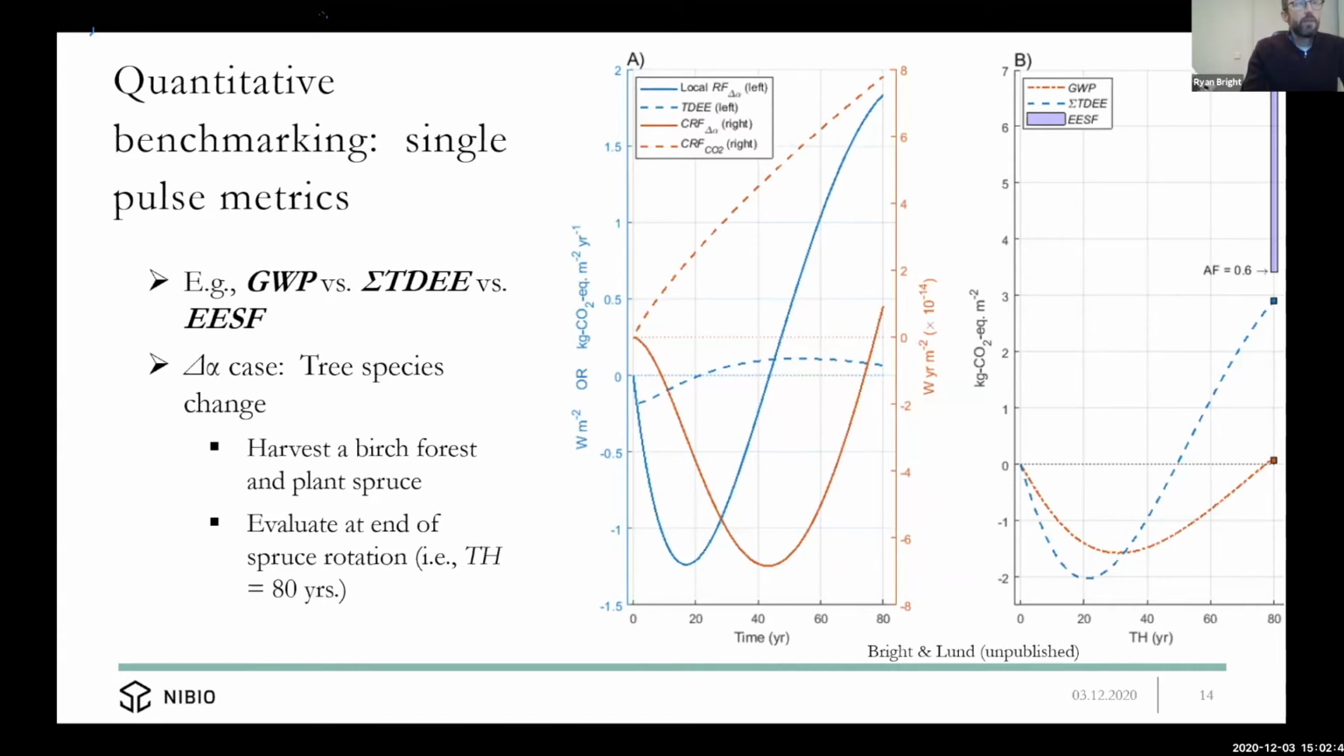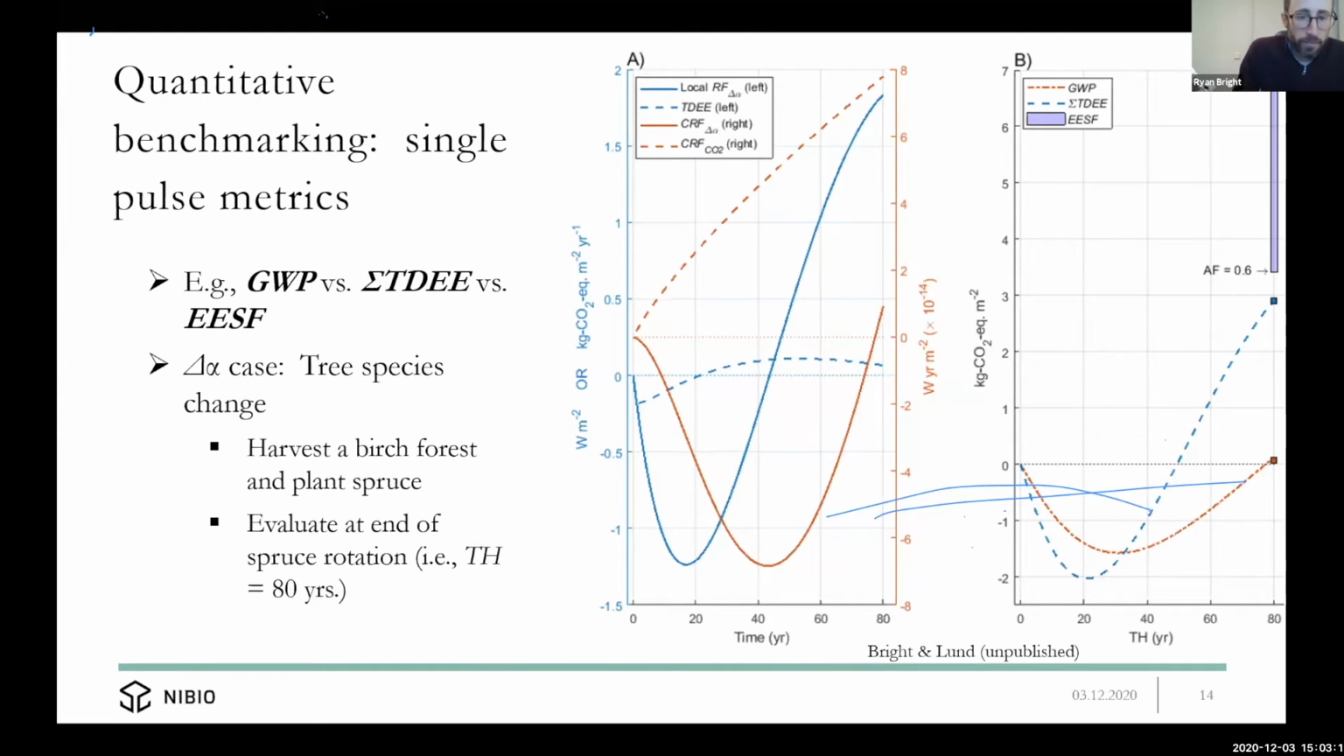So I want to first describe the background for this figure. It's a tree species change case. The albedo difference change is based on a tree species change where birch forest is harvested at time step 0, and then we want to evaluate at the end of the spruce rotation, with a metric time horizon of 80 years.